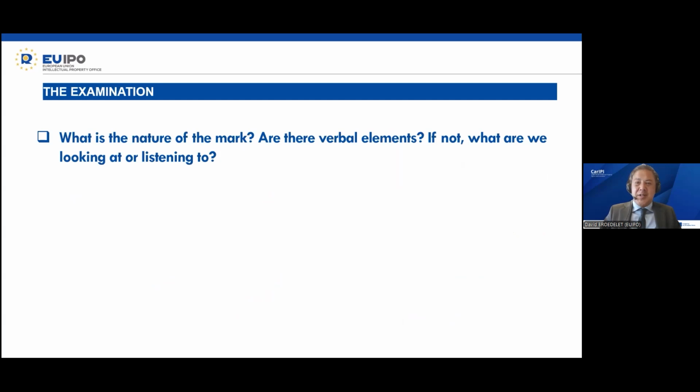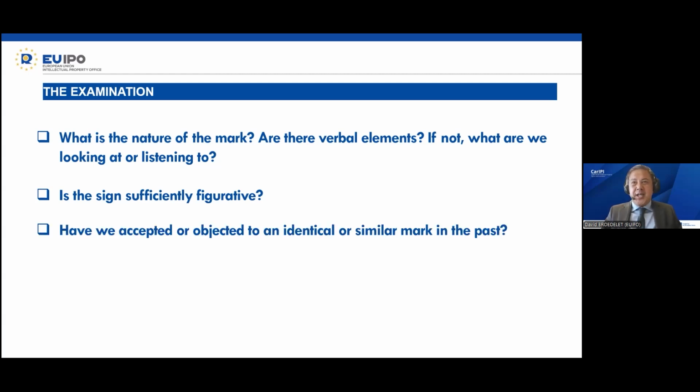Then we go to the examination itself. So they look, what is the nature of the mark? Do we see any visible elements? If we don't see any visible elements, what is it that we are looking at? Or is it a sound that we have to listen to? Is there a figurative element? And is this sign figurative enough?